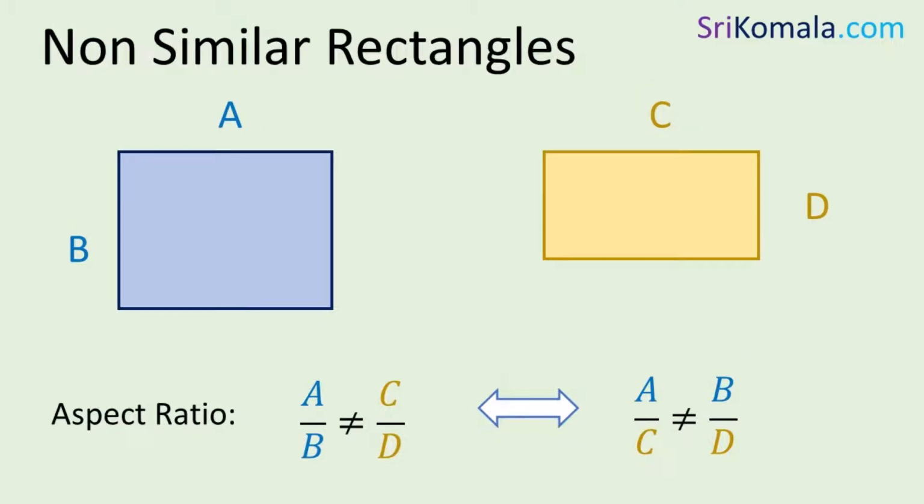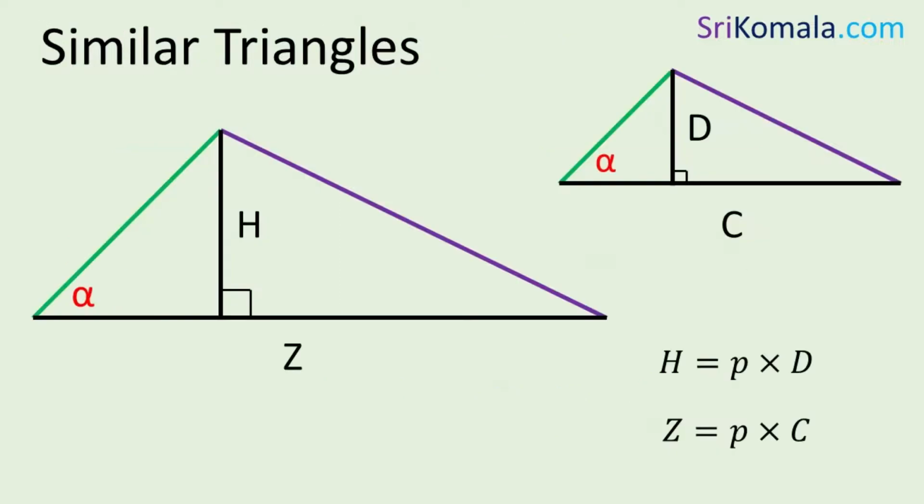Meanwhile, these two rectangles are not similar rectangles. Their aspect ratios are different, and the ratios of two pairs of corresponding sides are different as well. This is why these two rectangles are not similar rectangles. You can see the same concept in similar triangles. These two triangles are similar triangles.